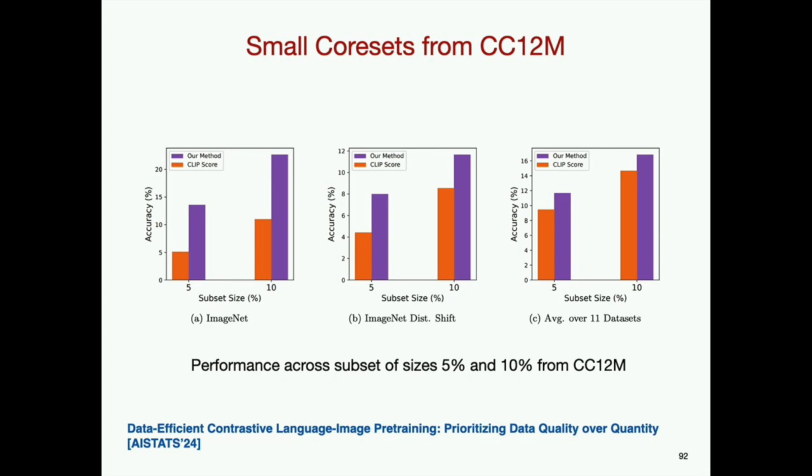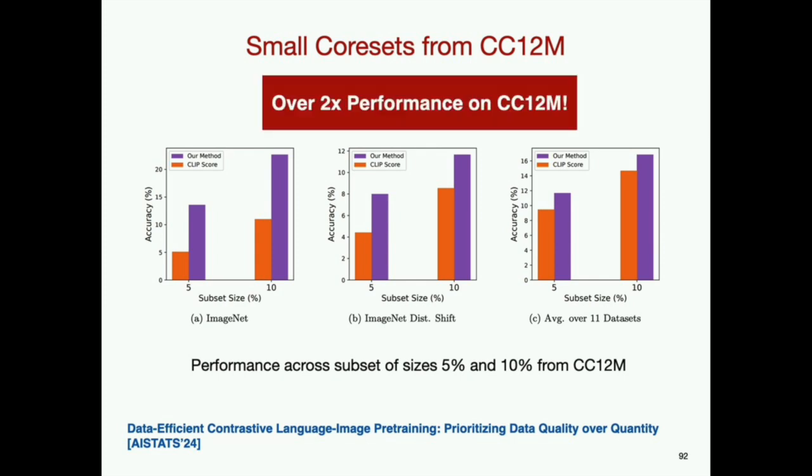Also, we then scale this up to larger data sets, so Conceptual Captions 12 million. And we show that for subsets of size 5% and 10%, we can outperform the next best baseline by over 2 times.